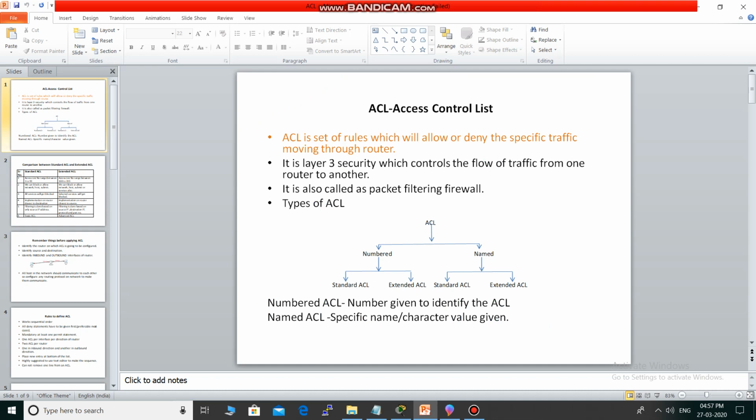There are two types of ACL, numbered ACL and named ACL. Both numbered and named ACLs are divided into standard ACL and extended ACL. In numbered ACL, a number is given to identify the particular ACL, and in named ACL a specific name or character value is given. Mostly numbered ACLs are recommended. Let us discuss numbered ACL, which is categorized into two parts, that is standard ACL and extended ACL.